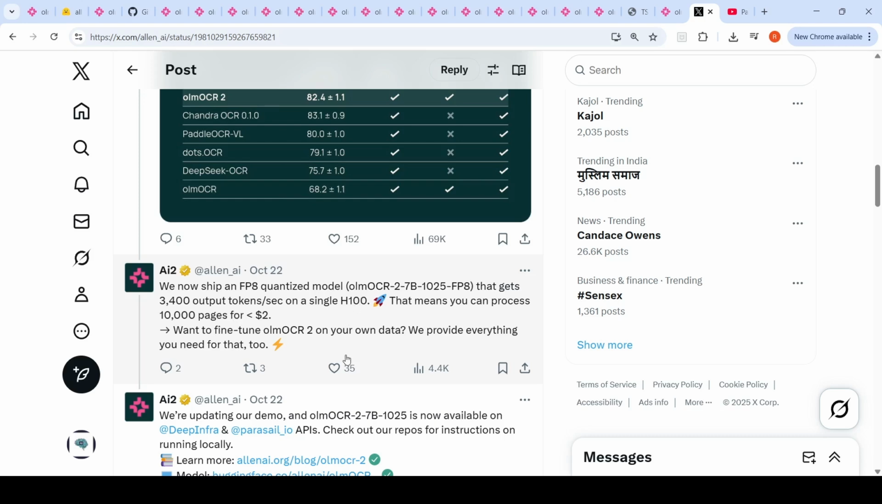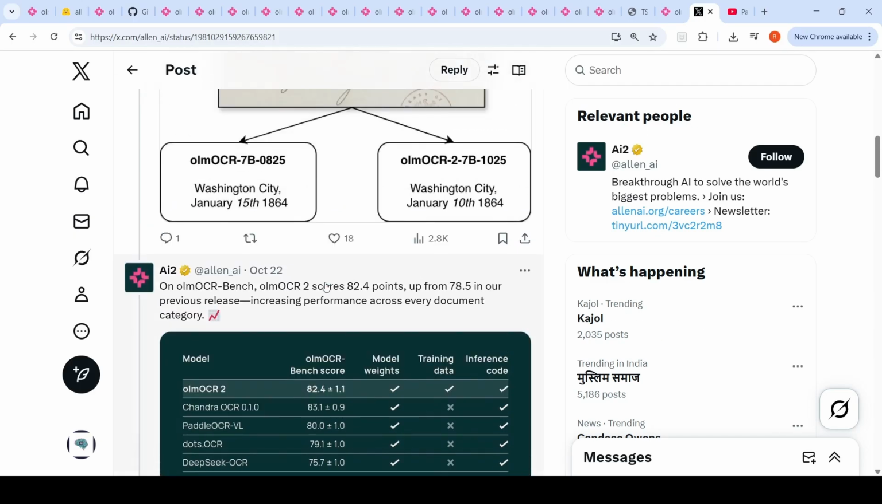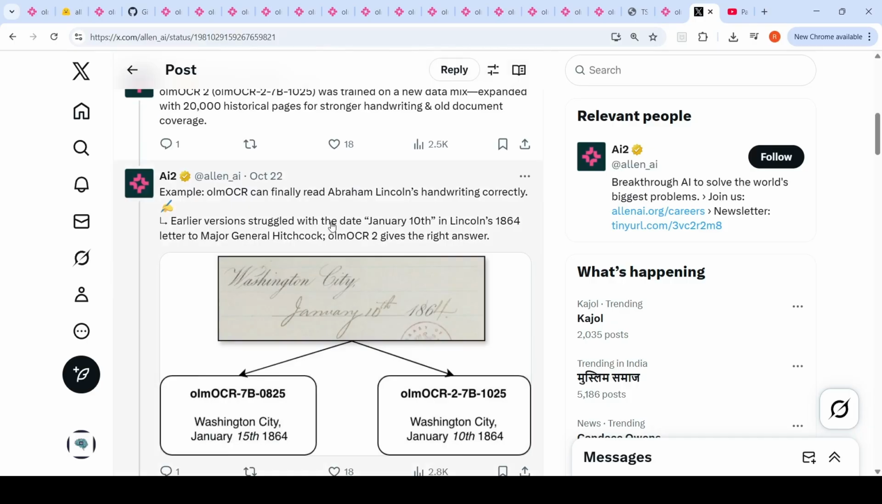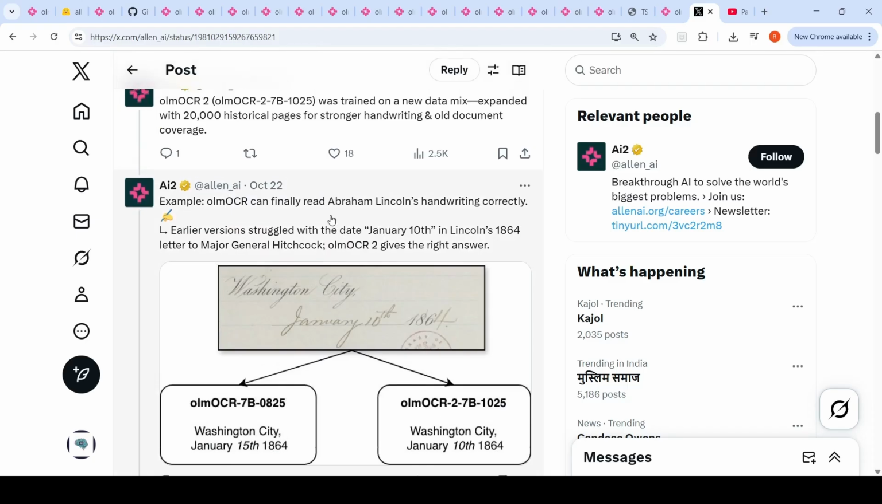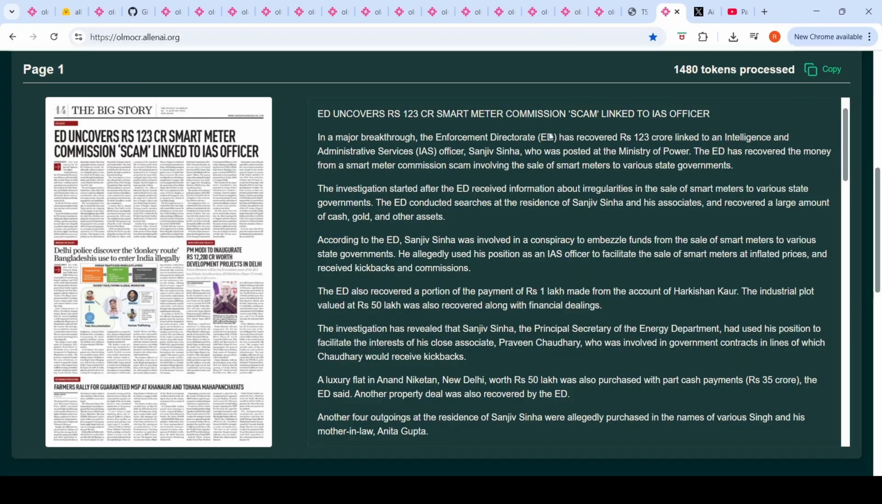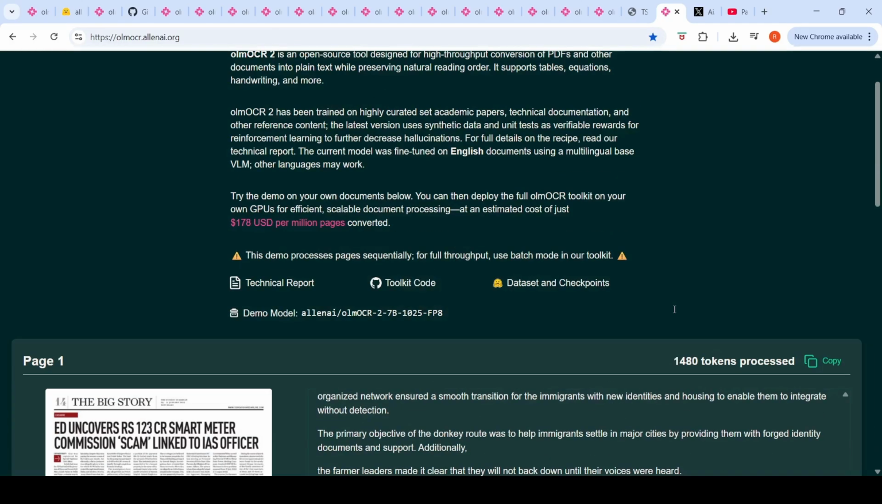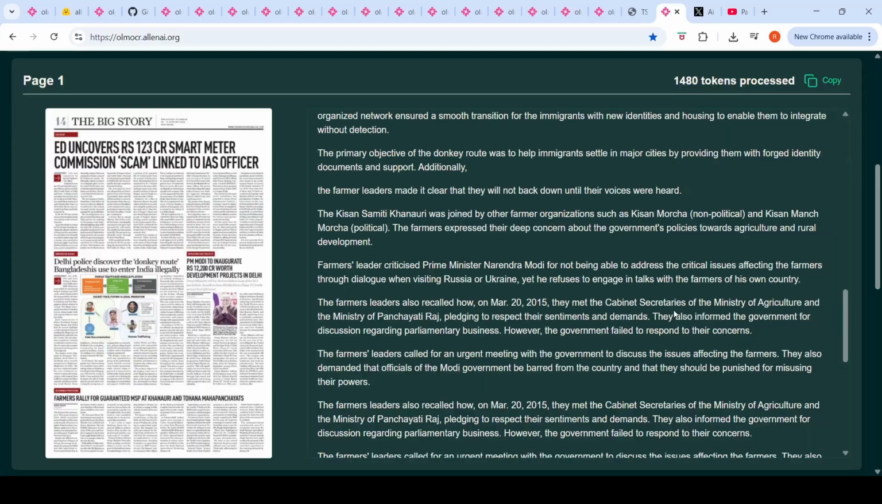So they have a nice demo. Let's try out the demo and then let's get into what they have done with this particular model and how olmOCR 2 is getting better results when compared to olmOCR. So this is their demo page where you can upload an image. I'm going to do some comprehensive testing over here.